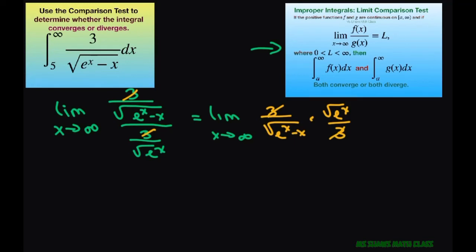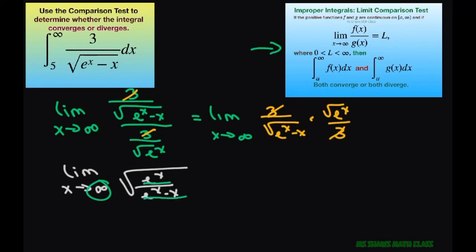So what we have is the limit as x approaches infinity of square root of e to the x power divided by e to the x minus x. Now basically when you substitute in large numbers for x, this is just going to go to infinity divided by infinity, which equals 1. When it equals 1, that means they behave alike. So that means by the limit comparison test, we already know that our first function here was convergent.